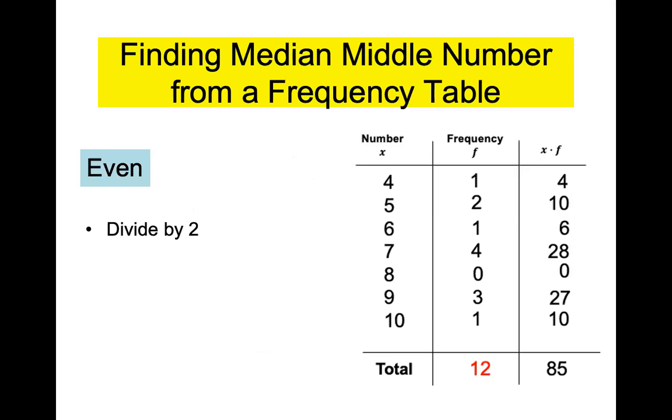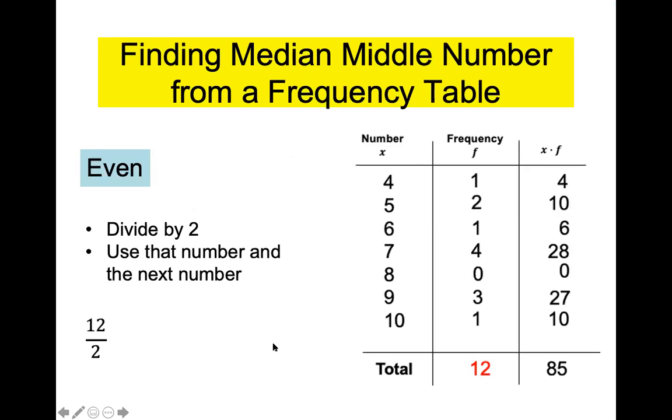So how do you find the median? When the total of the F column is even, you divide it by 2. 12 divided by 2 is 6. And we use that number and the very next number. Those would be the two middle numbers. So the 6th and the 7th numbers will be where we find the median. So now we've got to find the 6th and the 7th number.